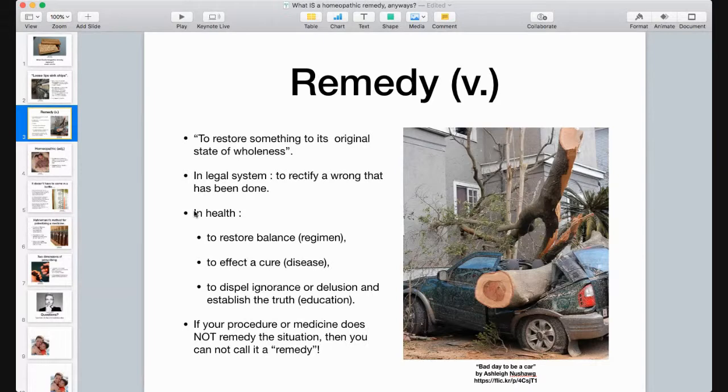I'm just spelling this out as an example of what we've talked about in a previous video, but along these 3 jurisdictions, the idea here is that the word remedy can have a fairly broad meaning. It can apply in all these different contexts, and it will be implemented in different ways. Now, as I said a moment ago, we want to be very precise in our language, and so my note at the bottom here says, if your procedure or medicine does not remedy a given situation, then you cannot call it a remedy. It's only a remedy if it actually remedies something.